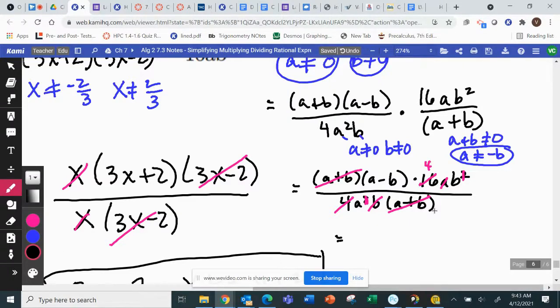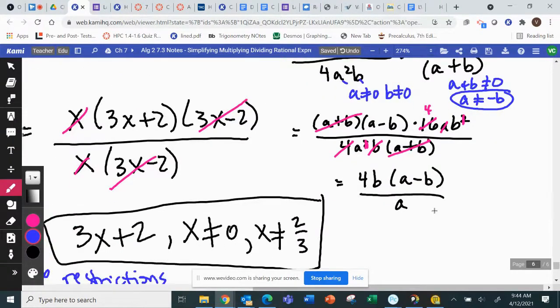So left over, I have A minus B. Nope, left over, I have 4B, A minus B. And then on the bottom, I have A. So I check my domain restriction one more time, and I have that A cannot equal 0. So the two that I have to add on are B cannot equal 0, and that A cannot equal negative B.